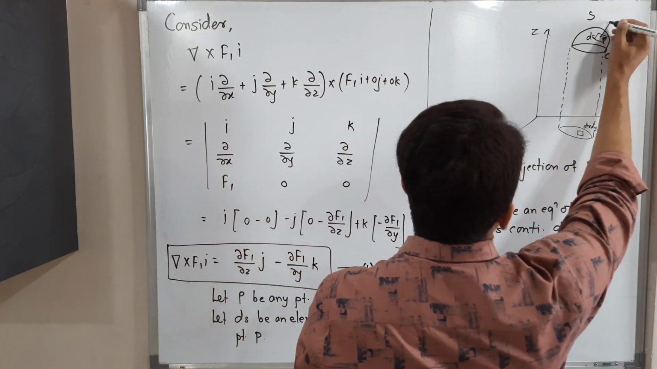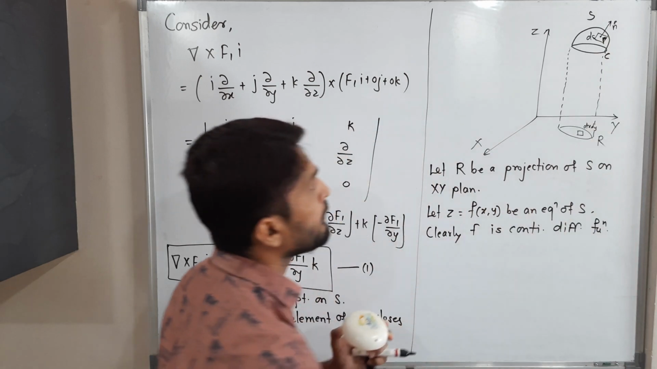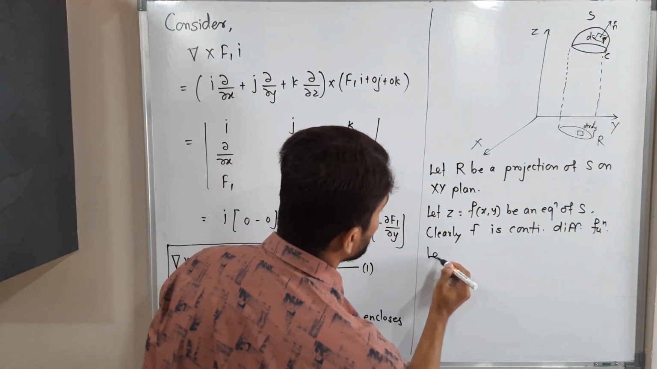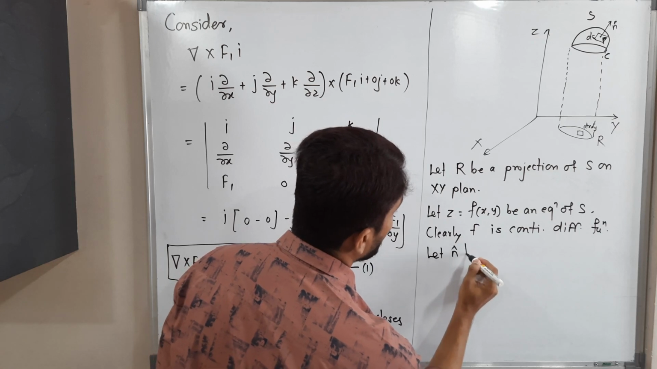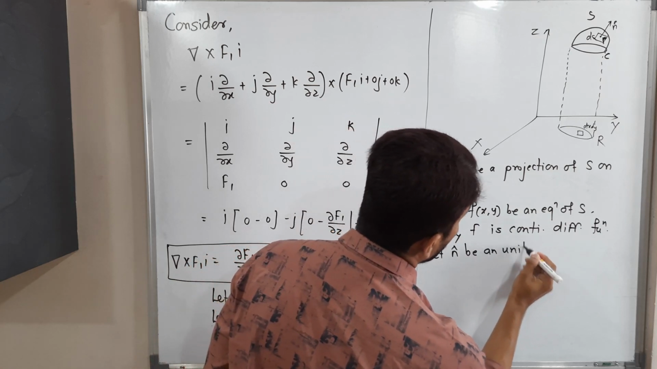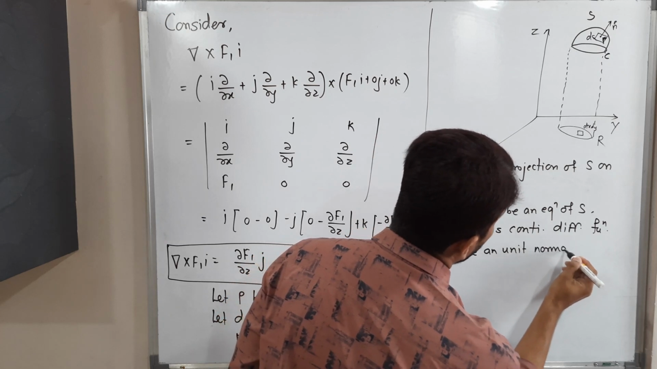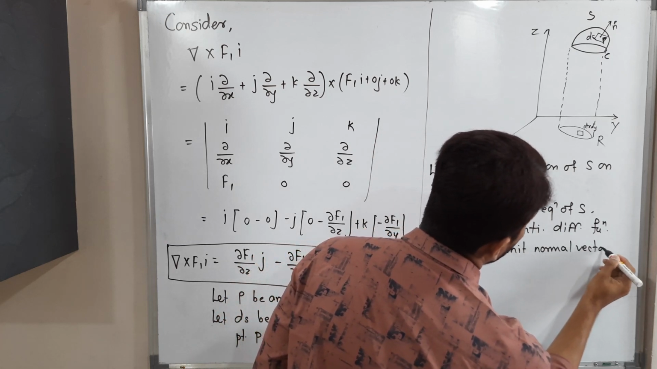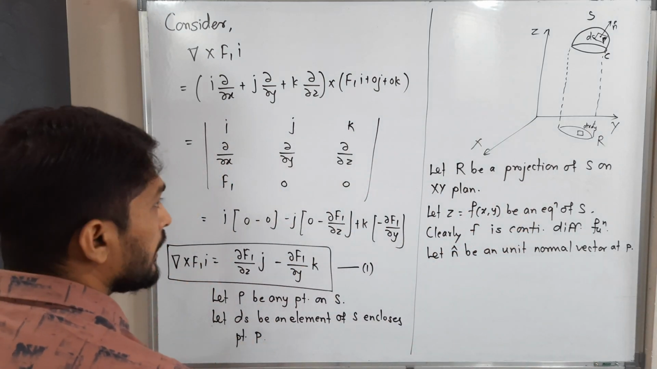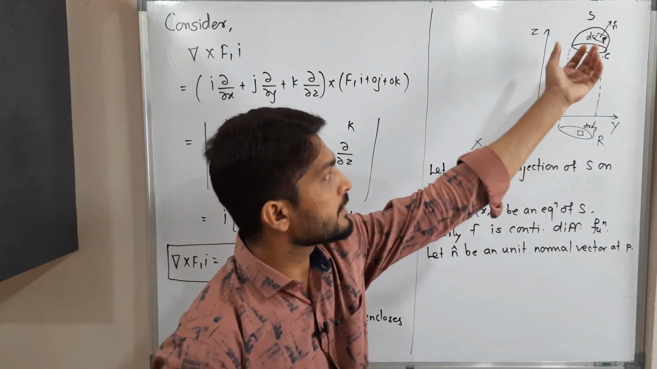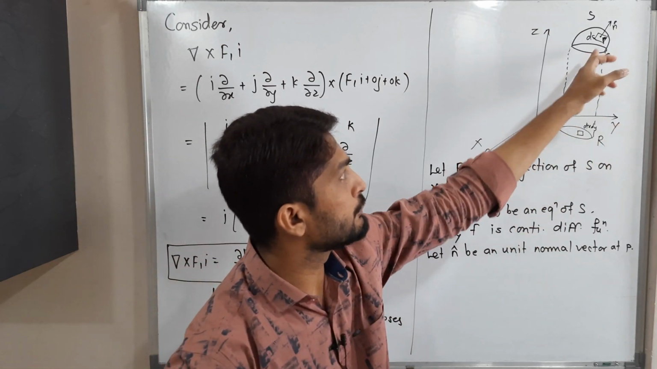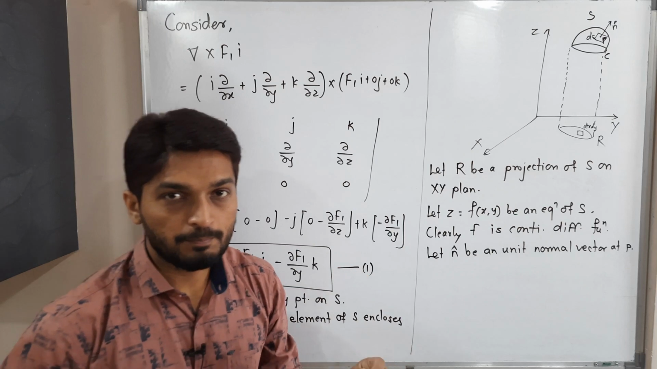Okay, as you can see here, this is n cap, a unit normal vector at point P. So let n cap be a unit normal vector at point P. Let R be the projection of that surface S on the xy plane, right? So obviously we have dx dy, which will be the projection of that element dS.